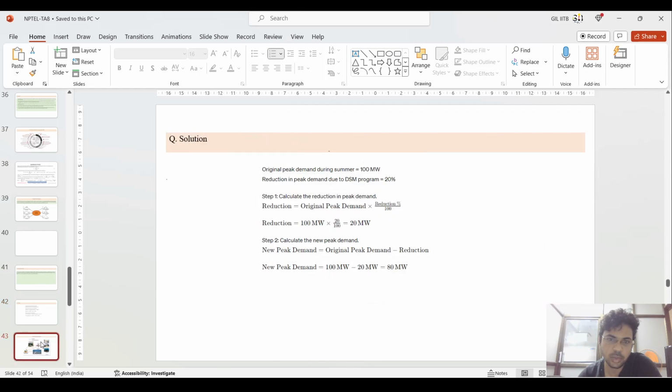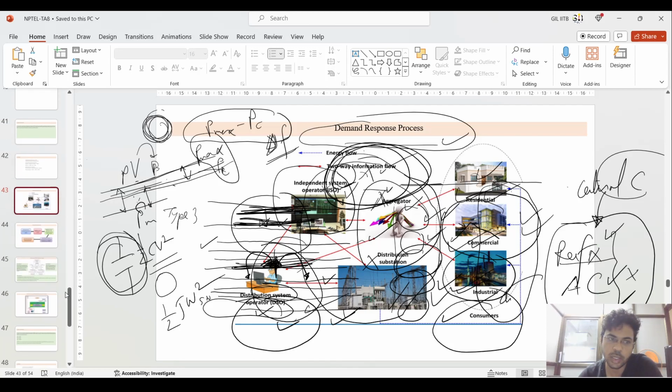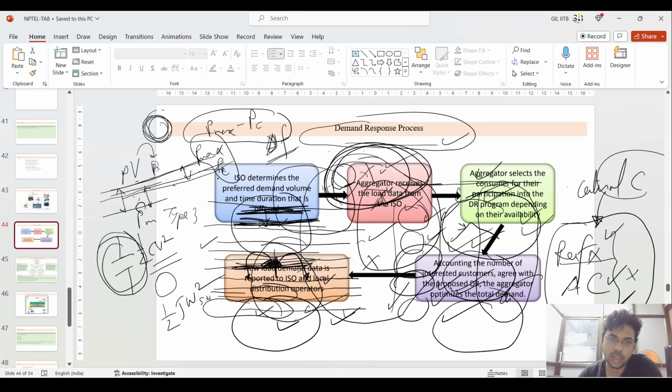This is not completely visible to you, so I will give these slides to you for utilization. This is the demand side process. Suppose you have residential, commercial, and industrial consumers. In the center, you have an aggregator communicating with the distribution system operators (DSOs) and the independent system operator as well, giving commands to the residential, commercial, and industrial loads about what kind of load you should utilize in that particular situation.